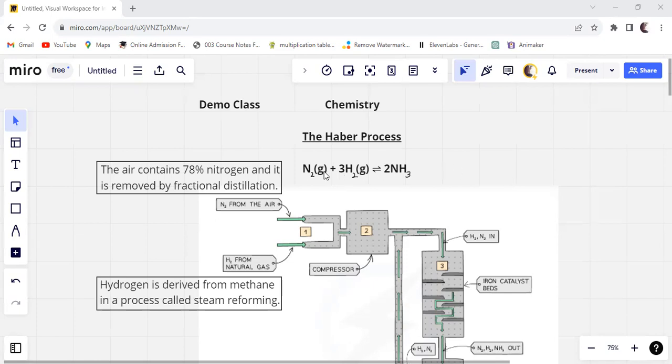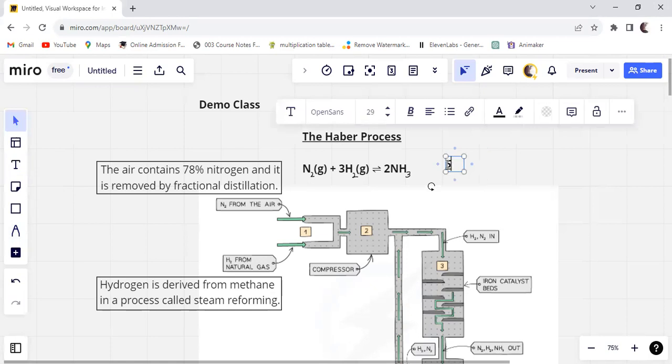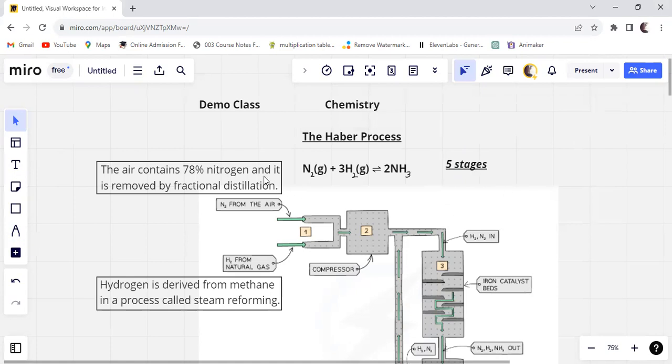Basically, the Haber's process is used for the production of ammonia, and ammonia is manufactured using the Haber's process in 5 stages. So there are basically 5 stages which involve the production of ammonia, and let's discuss the stages in detail. You can see over here in the diagram below. This is the first stage.